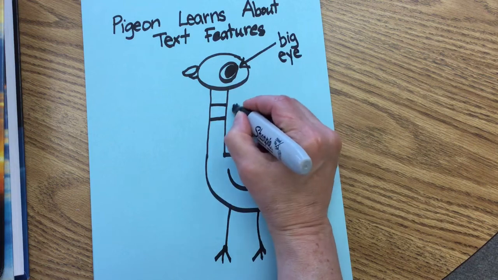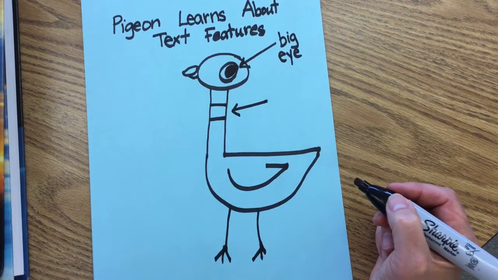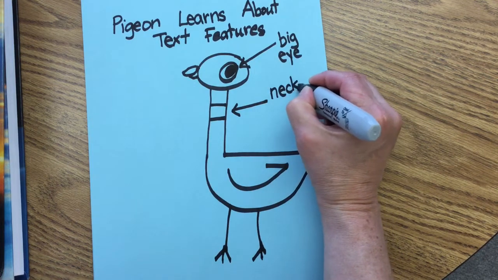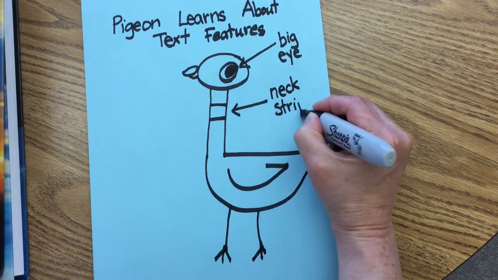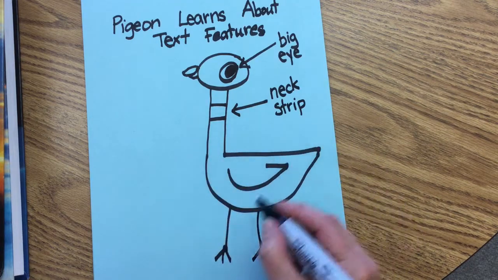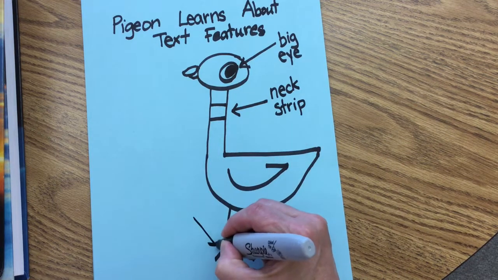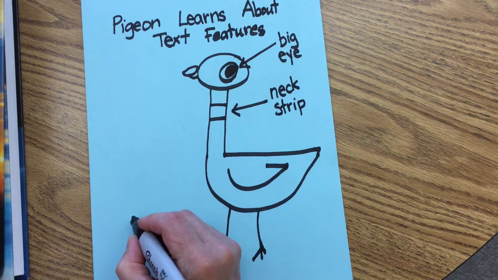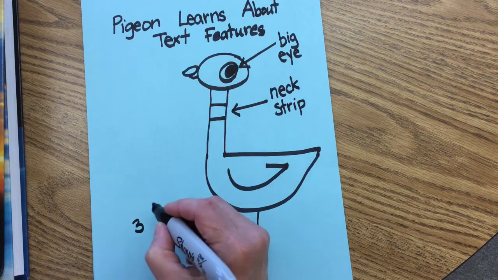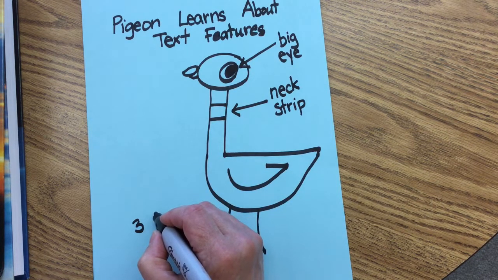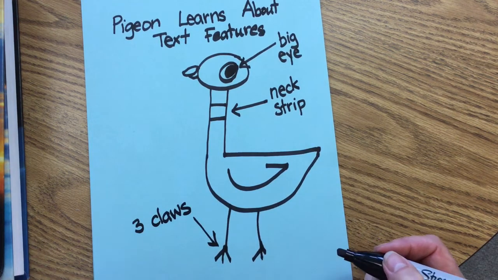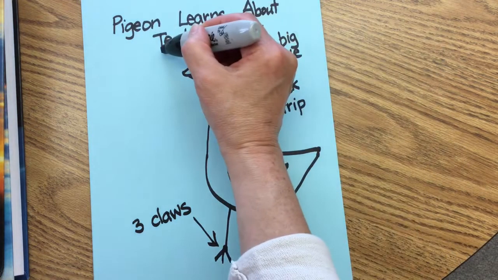Oh, I forgot to add his cool little necktie. Maybe we'll put another arrow, and we're going to label that. We're going to say neck stripe. Then we're going to add another label down here. 3 toes, do we call them? Or should we put, I'm going to put claws. Do pigeons have claws or toes? I'm not sure.